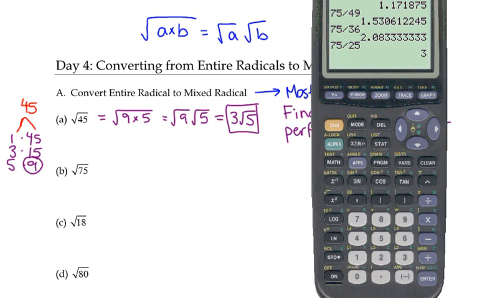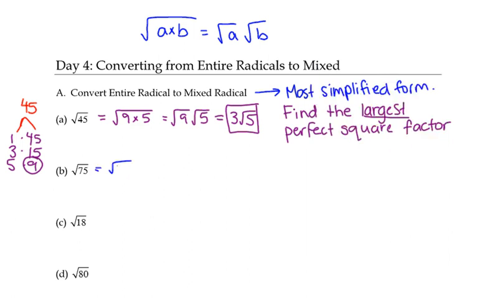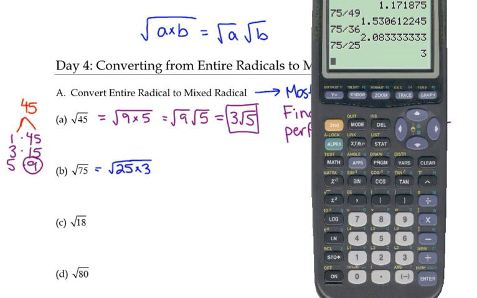And that's why it helps to know your squares and cubes. So root 25 times 3. Right? So now we know 25 times 3 because 25 went into it, and it went in 3 times. So that's where I got the 3. 25 times 3. Okay, so now we can break it up.